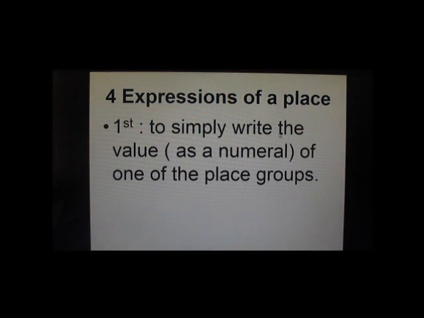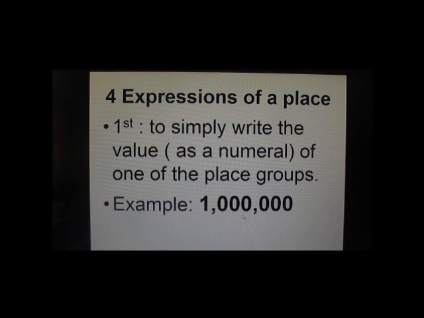I'm going to pick the millions place. And the first way I can express it is to just write the numeral. Now, the word numeral just means the number form of 1 million. If I was to spell it out in English, it would look different than the number form. Okay, the numeral looks like this: a 1 in the millions place and 6 zeros afterwards. Those commas are important too.